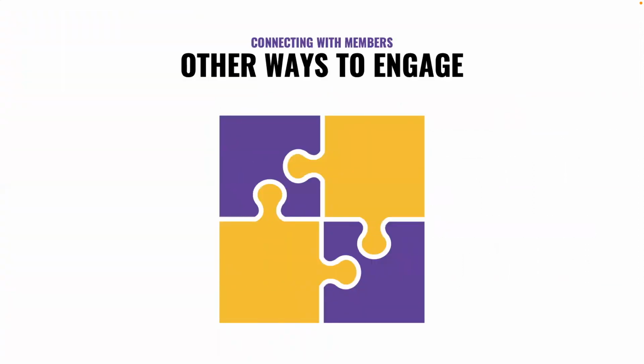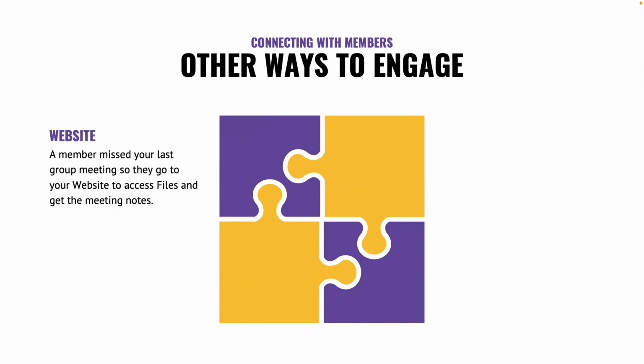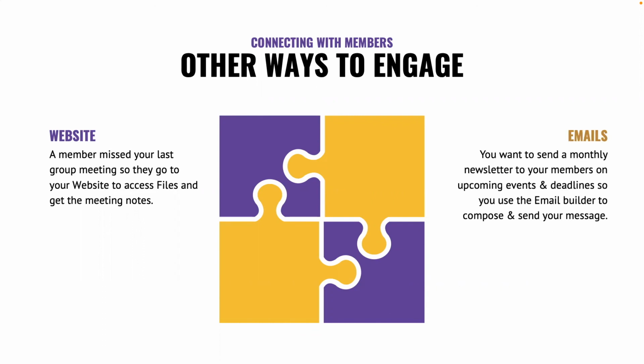Planning an event is just one example of how your members can utilize OrgCentral, but there are other features your members might find useful, such as the website. Maybe your member missed your last group meeting, so they go to your website to access your files and get the meeting notes. Maybe you want to send out a monthly newsletter to your members about upcoming events and deadlines, so you use the email builder to compose and send your message.